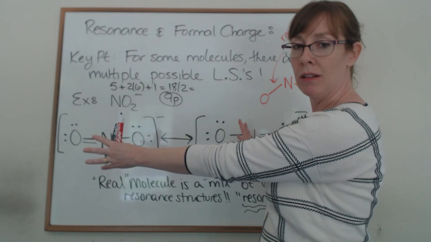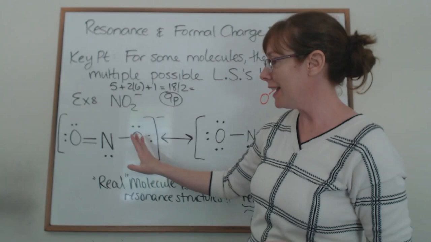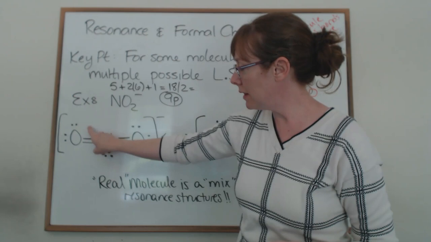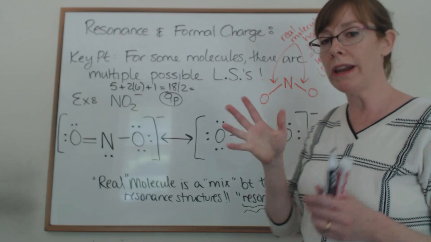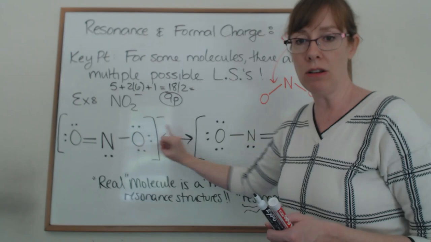And people who know chemistry, which includes you now, would understand that for instance, this bond here is neither a double nor a single bond. It's like a 1.5 bond in terms of length and strength. And so is this one. It's not a single, it's not a double. It's like a 1.5 bond in terms of length and strength.